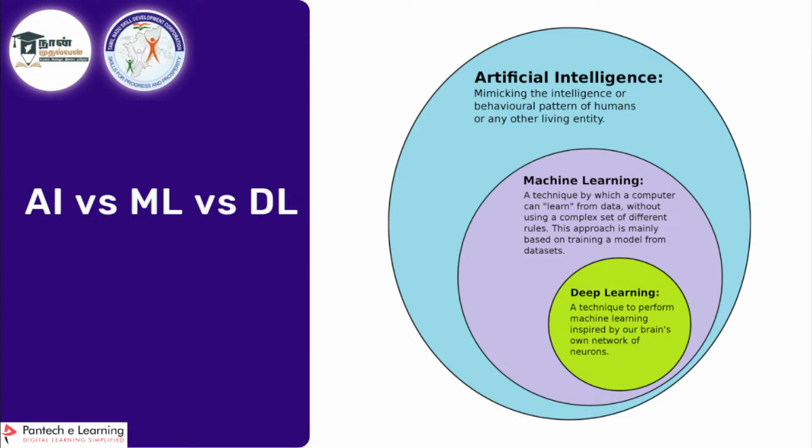Then in machine learning there is another part, known as deep learning. Deep learning is a technique to perform machine learning inspired by our own brain's network of neurons. In machine learning you'll use algorithms, and in deep learning we'll use neural networks, which mimic the human brain. So this is what collective artificial intelligence does.